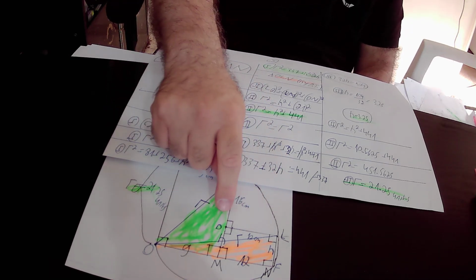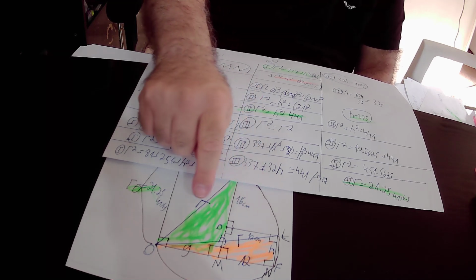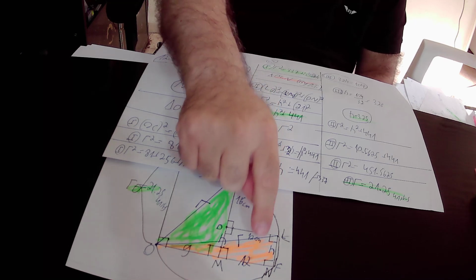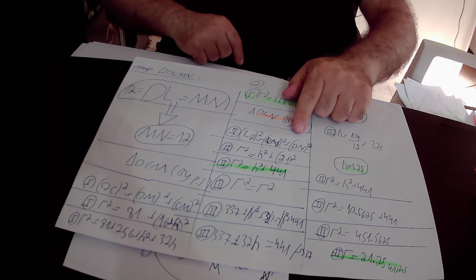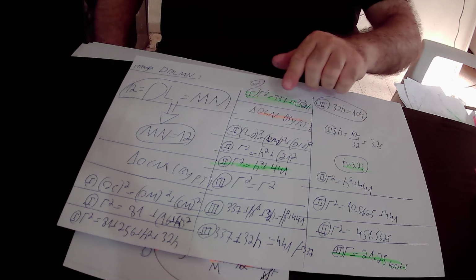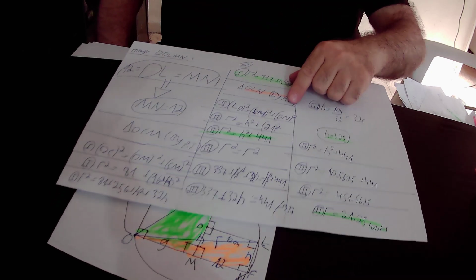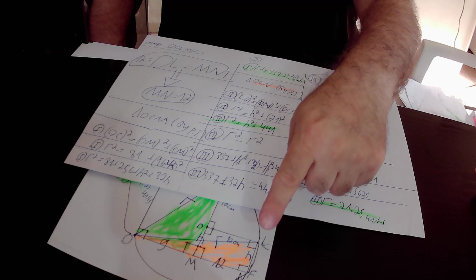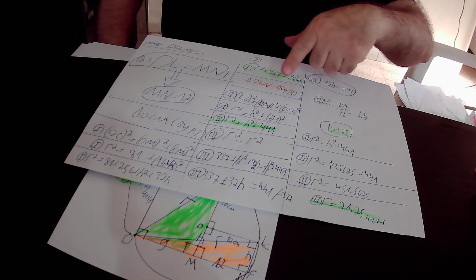Then we join points O and L together by a straight line. OL is the radius of this quarter circle, that is equal to R, and according to the Pythagoras theorem, OL square equals LN square plus NO square. OL is R, therefore OL square is R square. LN equals H, therefore LN square is H square. ON equals 9 plus 12, that is 21, therefore NO square equals 21 square.